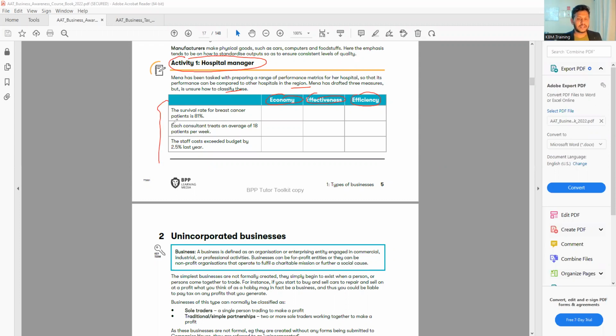The survival rate for breast cancer patients is 81%. Each consultant treats an average of 18 patients per week. The staff cost exceeded budget by 2.5% last year. So which one belongs to which category? I'll give you 5 minutes to have a look and give me some answers, then we will solve it together.